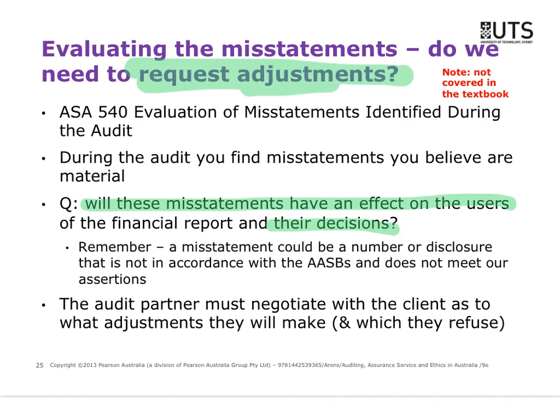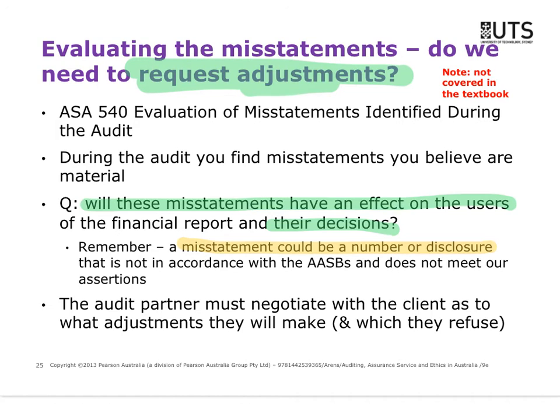And remember, that misstatement could be a number or a disclosure. So some groups might be interested in the number being more accurate. Other people, like share analysts, are interested in disclosures. They'll have a quick look at the numbers, but anybody who does financial analysis for a living will say the interesting information is in the notes to the accounts. So that's where they want to look.